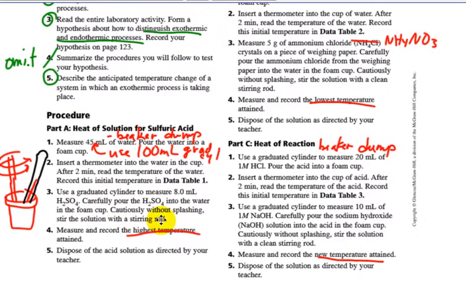Carefully pour it into the water without splashing. Stir it with the stir rod. Have the thermometer in there standing still to measure the highest temperature attained. Then dispose of the acid as directed by me. I will have a beaker referred to as the acid dump at the front of the room. It's a big beaker. Make sure you pour it into there, and then rinse out the cup.